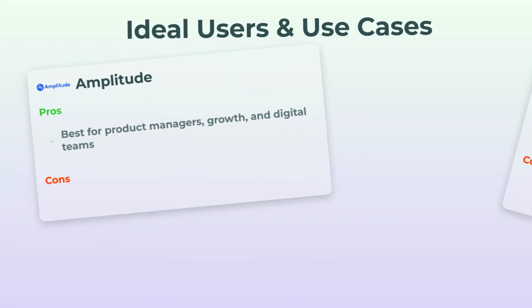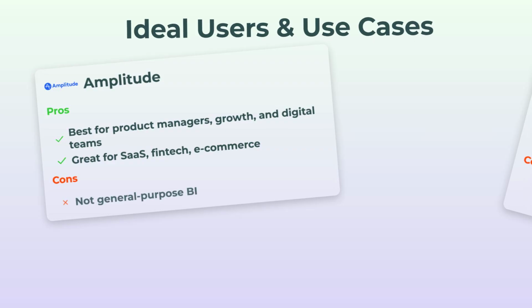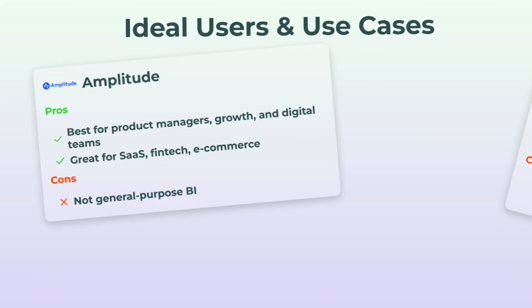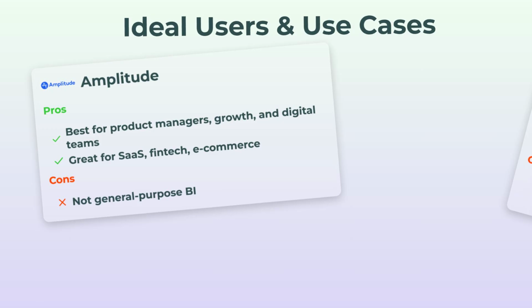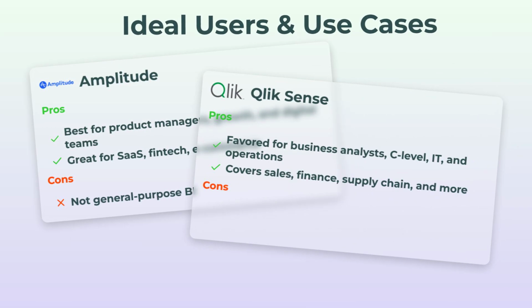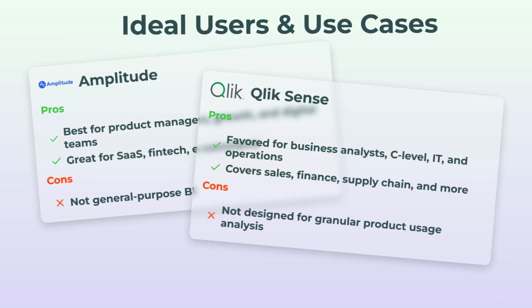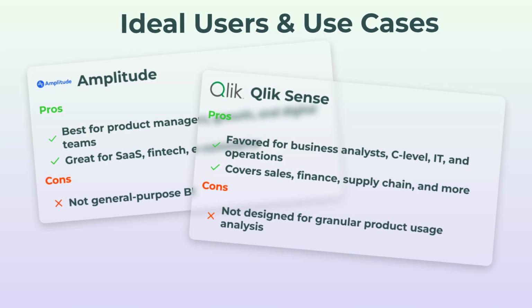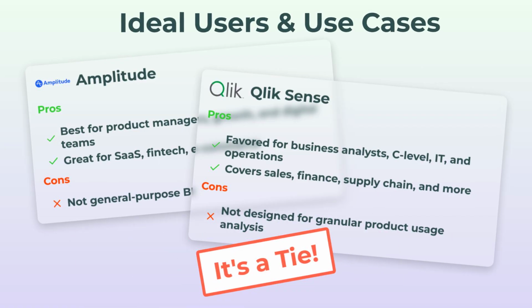Ideal users and use cases. This is interesting. Amplitude is just killer for product managers, growth teams, SaaS, fintech, online stores, but not really your general purpose BI solution. Qlik Sense? If you're an analyst, C-suite exec, or wrangling sales, finance, supply chains, it's all you. But for super granular product usage analysis, not its thing. Overall, different strengths, so it's a tie.